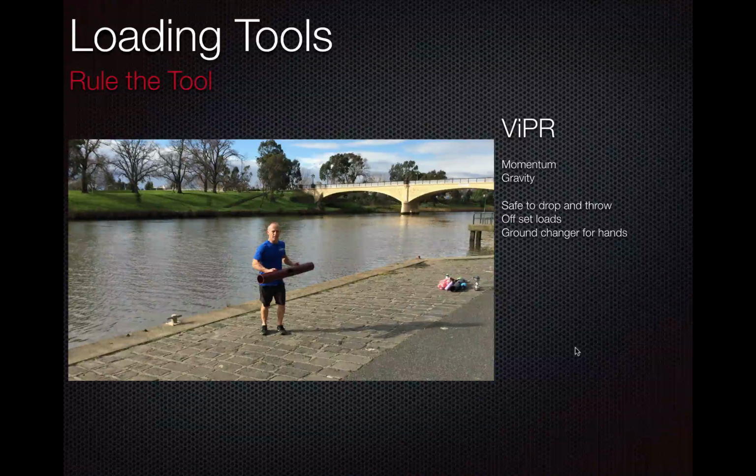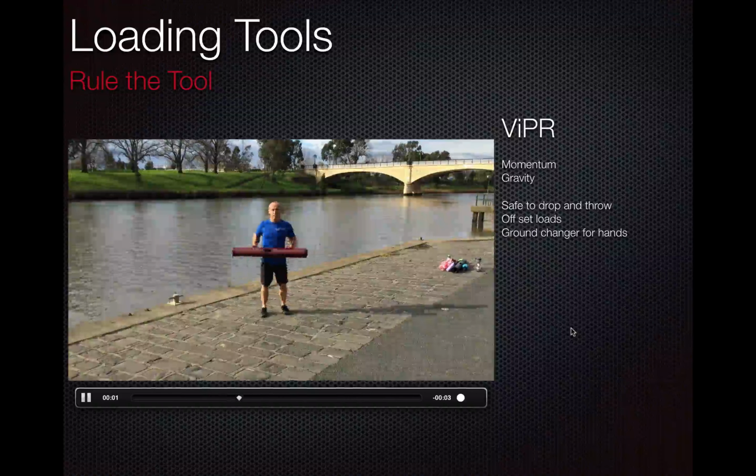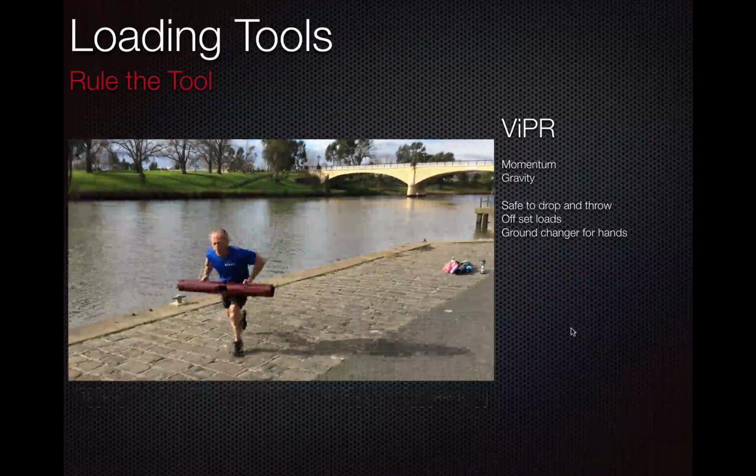Okay, then we have the VIPR. And the VIPR is a really cool training tool. It offers you momentum and gravity. It's really safe to drop, to throw. You can use it to offset the ground from your hands, and you could use it as an unstable movement for a roll if you put your foot on there too. They do come quite heavy.